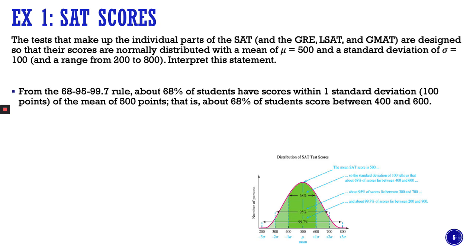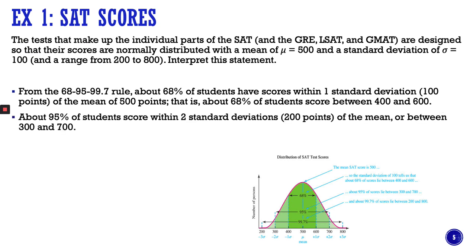From the rule of 68, 95, 99.7, about 68% of the students have scores within one standard deviation, which was 100 points, of the mean of 500 points. That is, about 68% of the students score between 400 and 600. Because if we take our 500 points and subtract the 100, we get 400, and 500 plus 100 gets us 600.